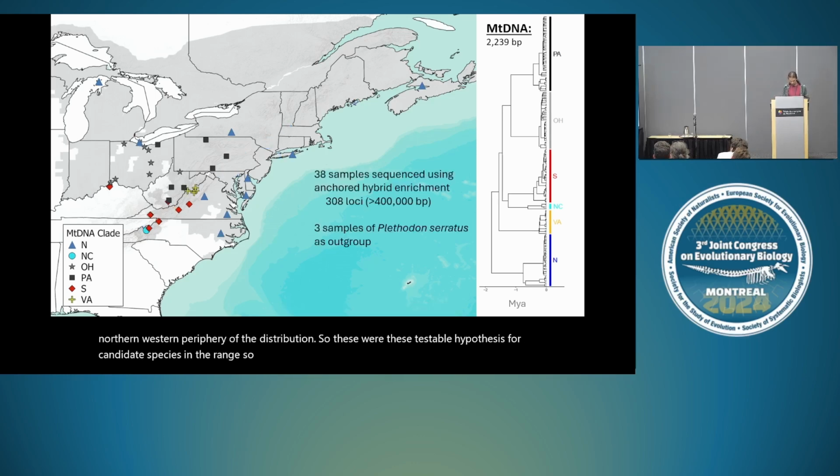So what we did is we took a subset of these samples and we sequenced them using anchored hybrid enrichment to get about 300 loci throughout this distribution.